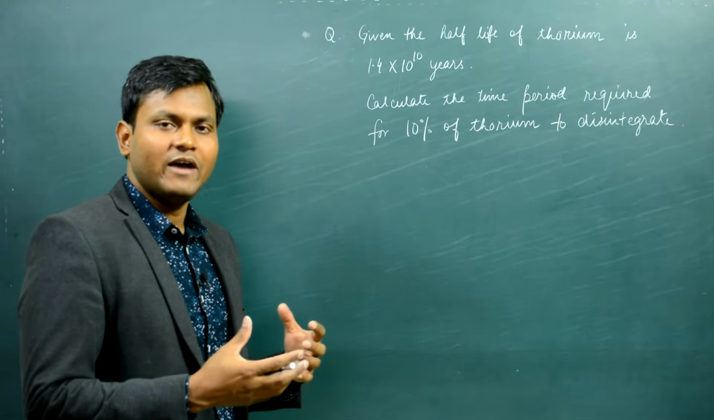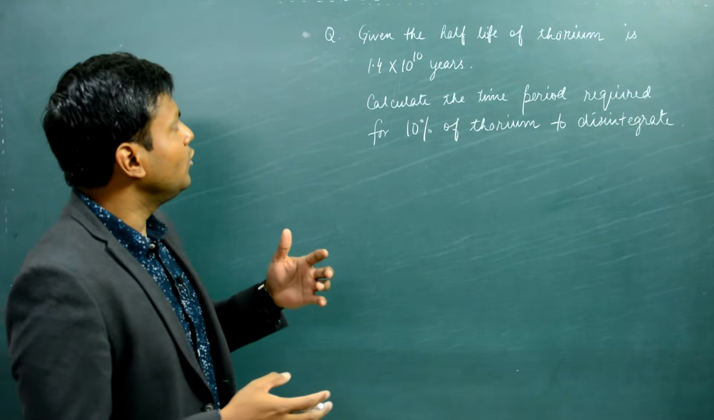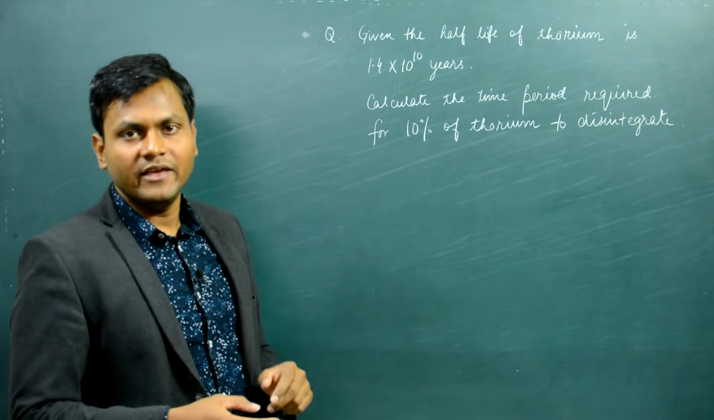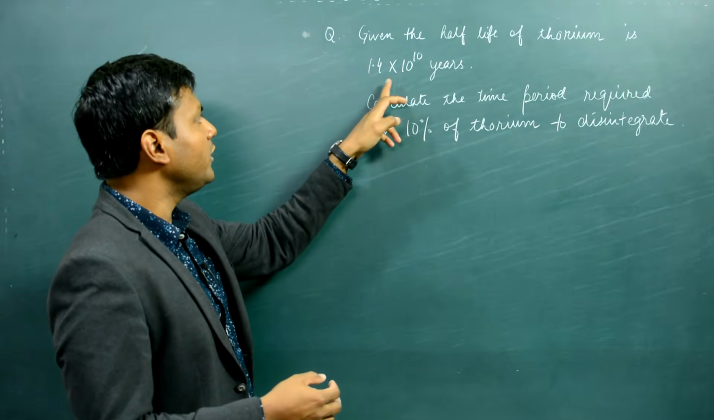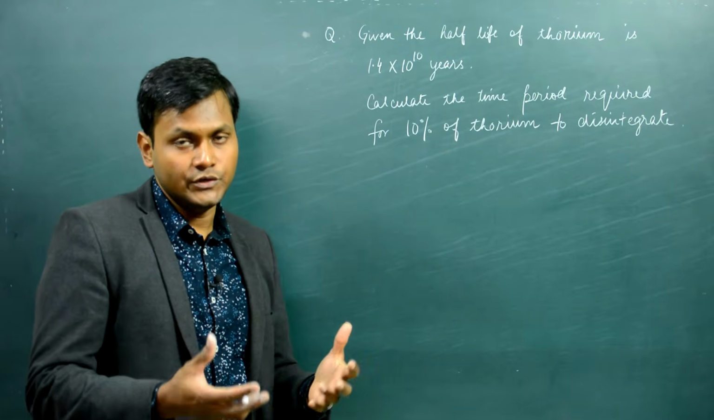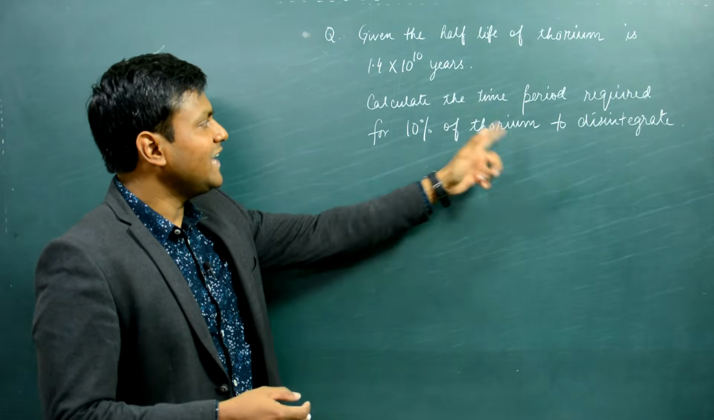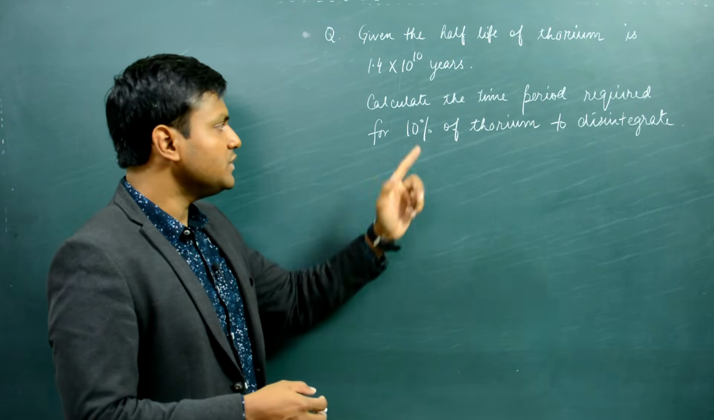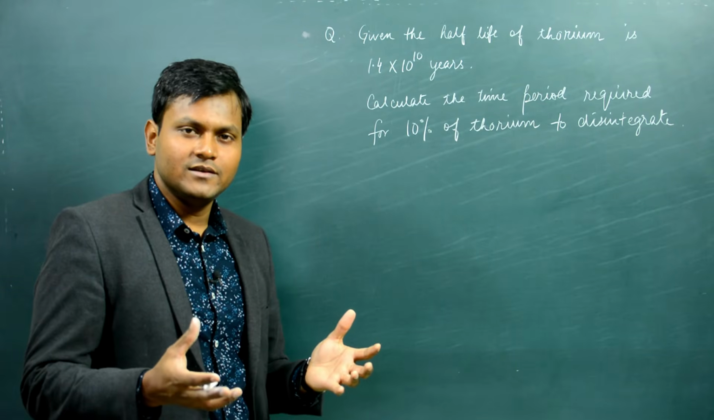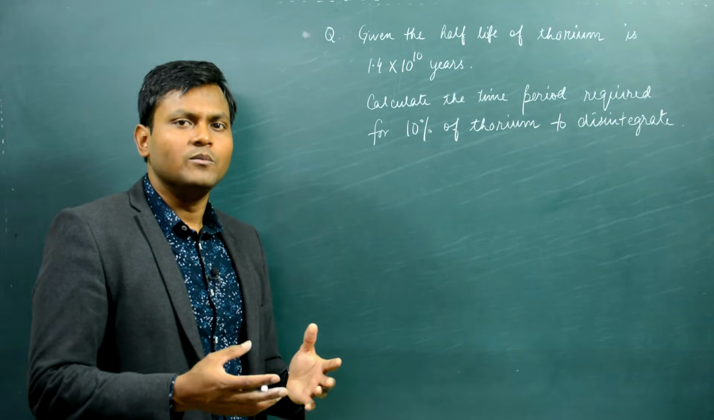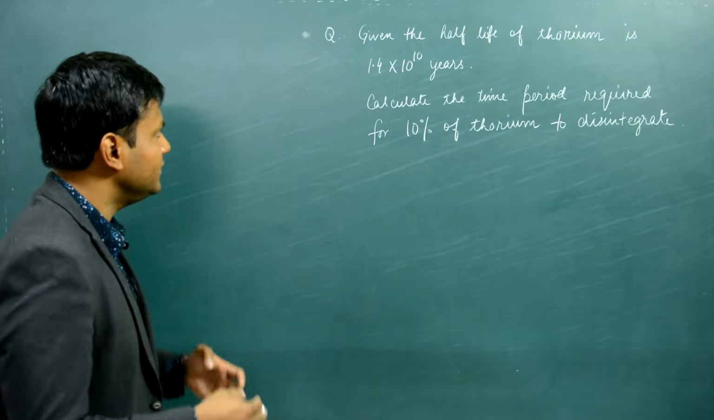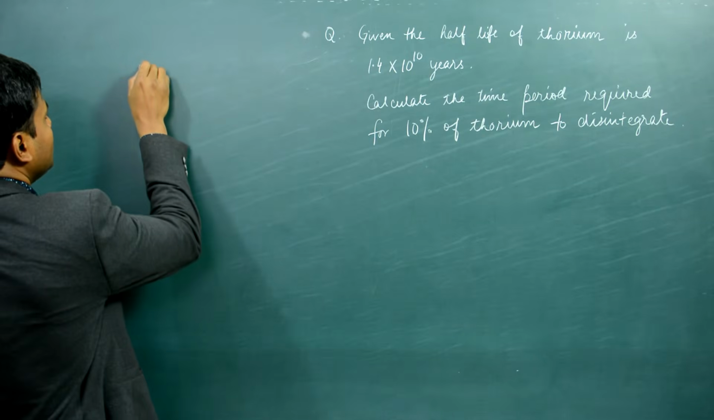Now here again we have a very simple problem. Given that the half-life of thorium is 1.4 into 10 to the power 10 years, calculate the time period required for 10% of the thorium to disintegrate. Now, this is a very simple problem. We can approach it simply by looking at the radioactive decay law associated with the numbers.